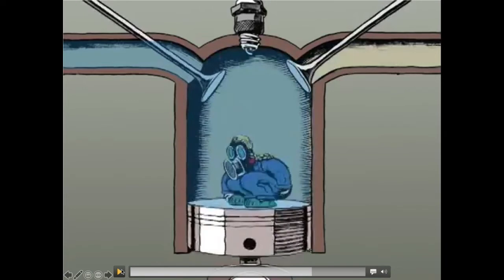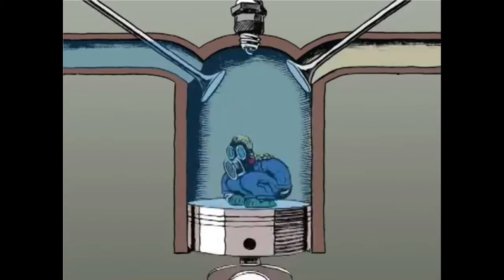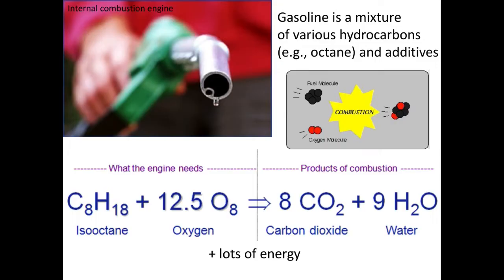This is the combustion engine that most of us are familiar with. When we put gasoline or petrol into our engine, again, what are we looking at? A piston that goes up and down and up and down and up and down. And what causes it to go up? It's the combustion of a fossil fuel. And that fossil fuel in this case is what we call isooctane, which is a component of oil that I'll talk about in a future lecture.